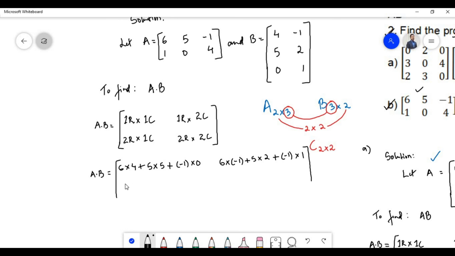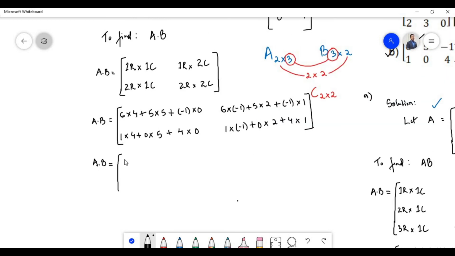Next, second row with first column. That is 1 times 4 plus 0 times 5 plus 4 times 0. Next, second row with second column. That is 1 times minus 1 plus 0 times 2 plus 4 times 1.